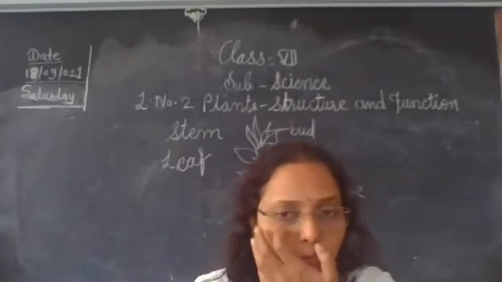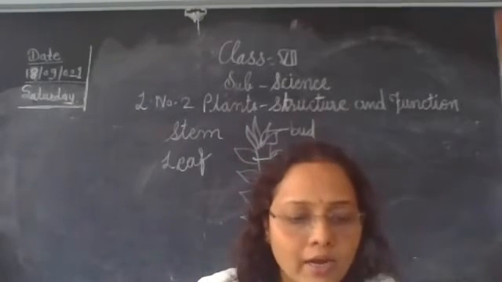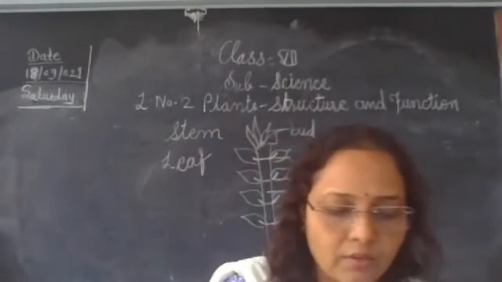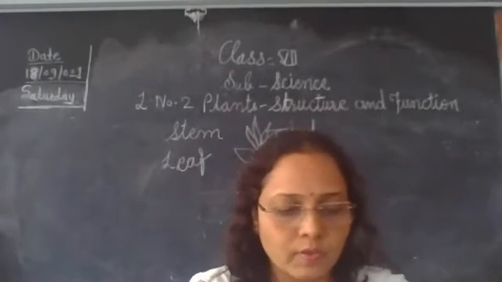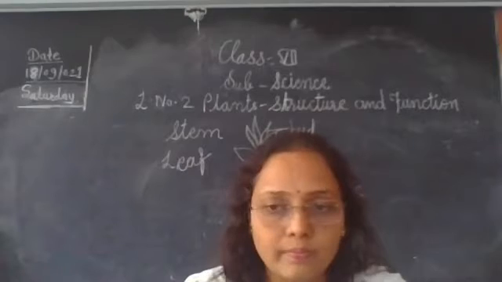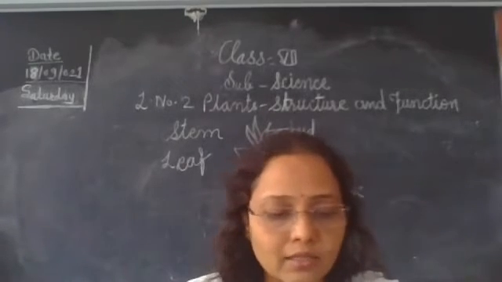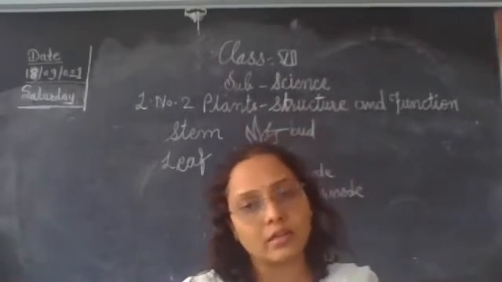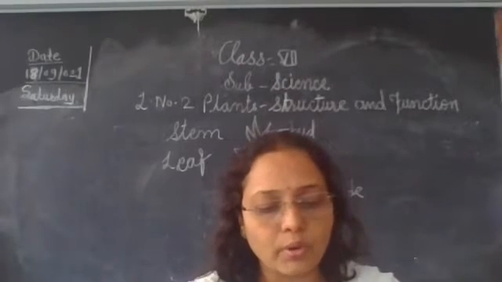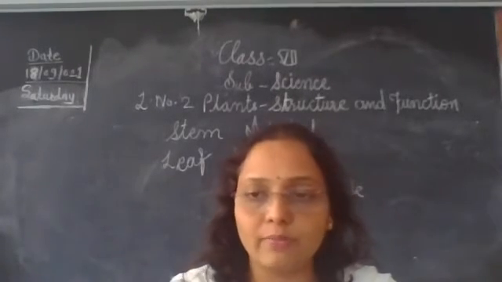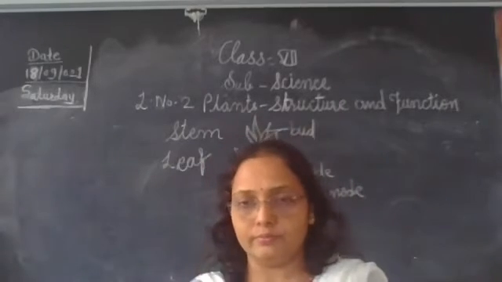Then another portion of the plant is the leaf. The leaves grow from the node on the stem. Leaves are generally thin, flat and green in color. The broad spread out part of the leaf is called the leaf blade. See the structure of the leaf.